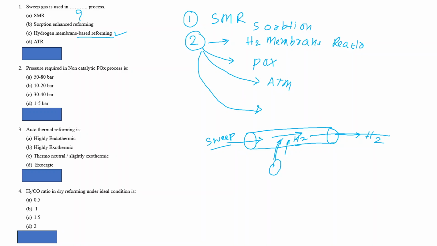The disadvantage of sweep hydrogen membrane based reforming is this: if we use the sweep gas, it means you have to use nitrogen gas. What are the types of sweep gas? What is the sweep gas you can use? What are the different sweep gases you can use?